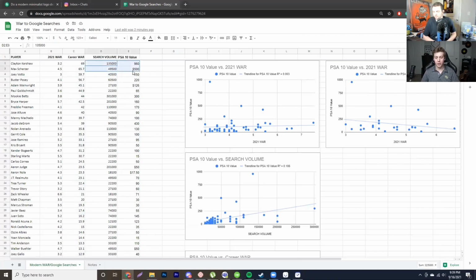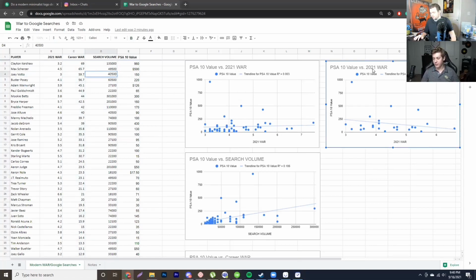So if we're building out stats in the future, we definitely want to take a look at both the search volume and also your career WAR, because I personally believe you need to have both of those in something. You need to have the stats, but you also need to have popularity with them. You can't just isolate the popularity of a player and buy off the popularity. And you can't just look at career stats and buy off of that. You have to have a mixture of both.